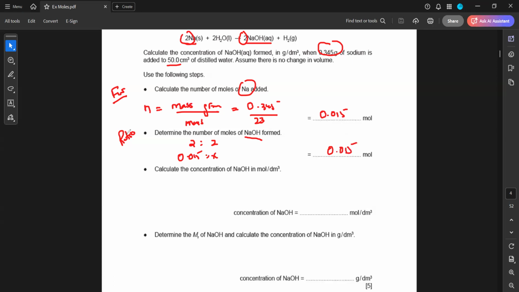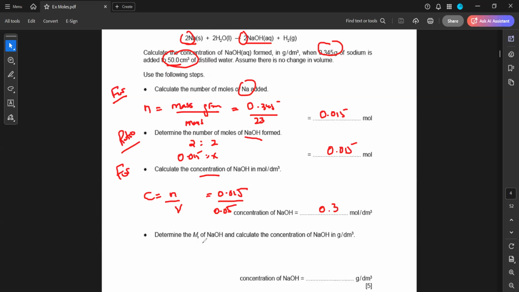Then we need the concentration. So first part by formula, second by ratio, the third again by formula. What formula will we use? We need the concentration. So concentration is moles divided by volume. So moles are 0.015. What about the volume of sodium hydroxide? The solution 50 cm3 was there, but it should be in decimeter cube, divided by 1000, so 0.05. So 0.015 divided by 0.05 will give us a concentration which is 0.3.